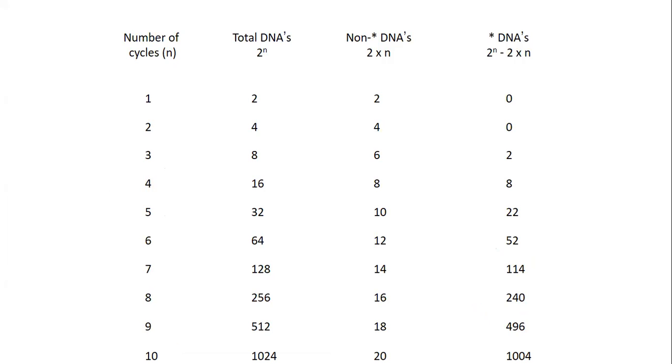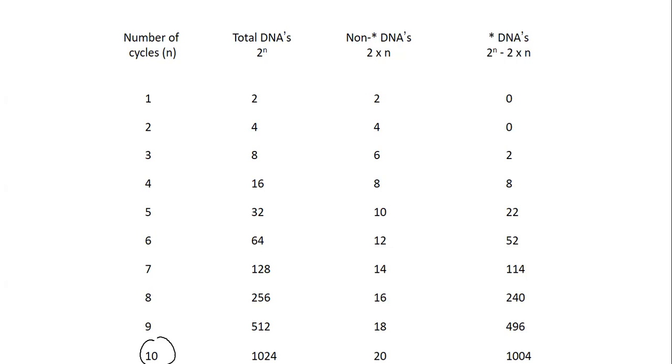If we look at the very end, after 10 rounds, we have made 1,024 copies of our DNA. 20 of those are DNAs we don't want. 1,004 of those are the DNA sequences that we do want. So with this technique, if you're just looking to amplify one specific sequence of DNA, you run it for 30 times, you're going to have millions and millions of copies of that sequence that you want.